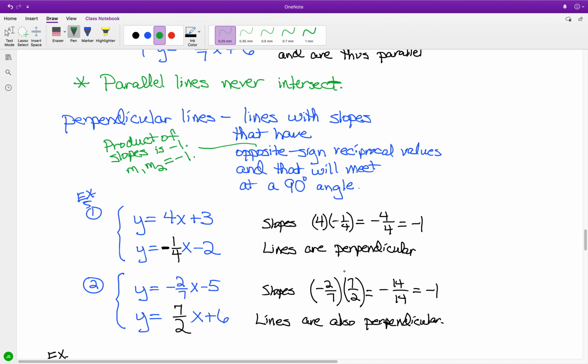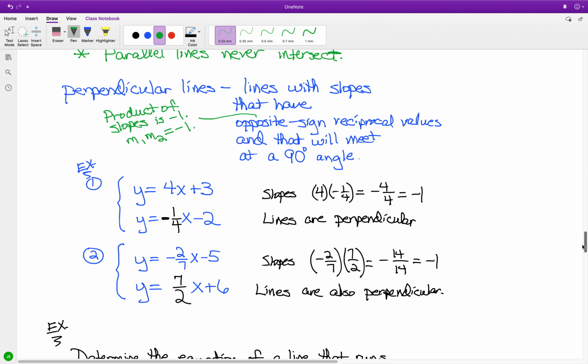Now in the second case, the first line is going to have a slope of -2/7. For the second line we have 7/2, and if I multiply these together, again we have an opposite sign reciprocal relation, and the product of the slope values will be -1, and that is the indicator that the lines representing these equations are going to run perpendicular to each other.